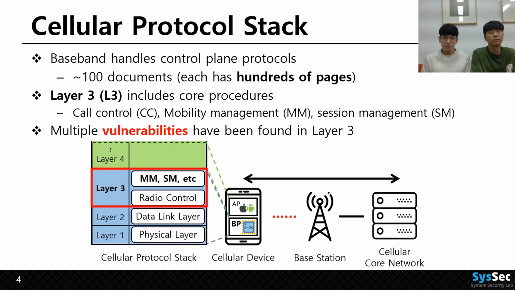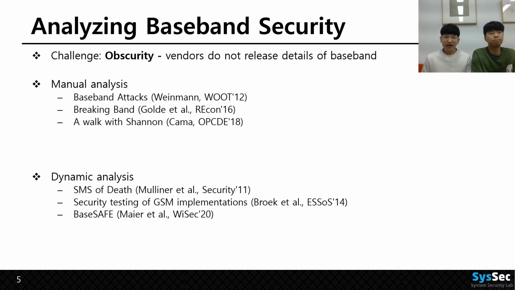The baseband processes the control plane protocols. The cellular protocol stack, especially the layer 3, includes various core procedures such as phone calls, mobility, or session managements. In the implementation of this layer 3, multiple vulnerabilities have been found. However, analyzing the security of those protocols is not easy, because baseband vendors do not release their implementation details.